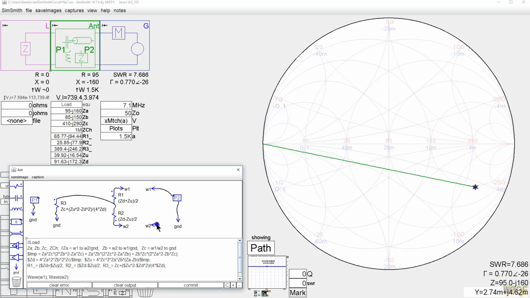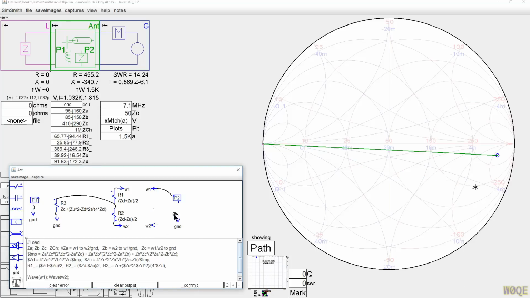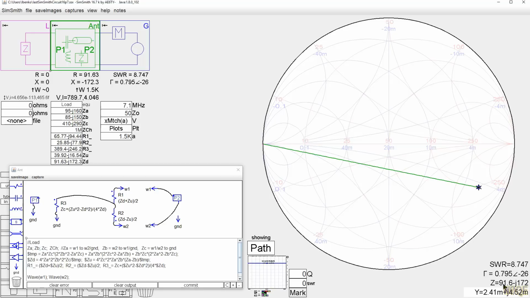However, if we measure it like this, we get 91.6 minus J172. So when you measured the impedance of your antenna, what did you do? Did you have your battery-powered small antenna impedance analyzer connected to your laptop, which may not have had a connection to ground, may have had a higher impedance connection to ground?